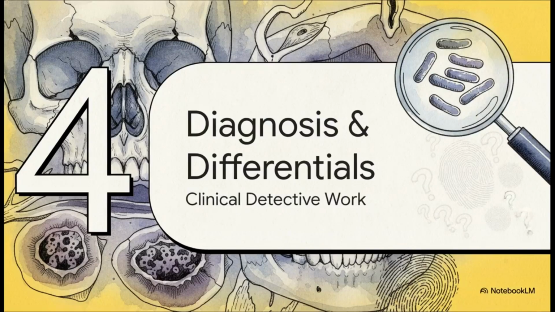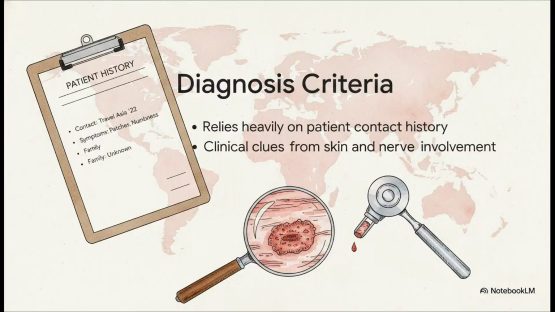Section 4. Diagnosis and Differentials, the clinical detective. Okay, put your clinical detective hat on. You have a patient in your chair with necrotic oral nodules and maybe some midfacial bone destruction. How do we accurately diagnose this and rule out the mimics?